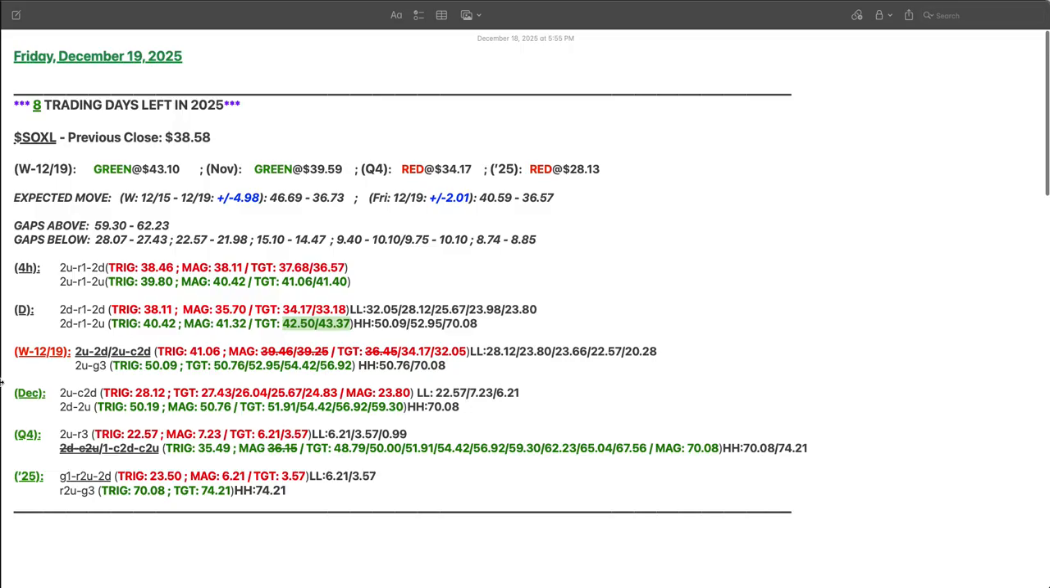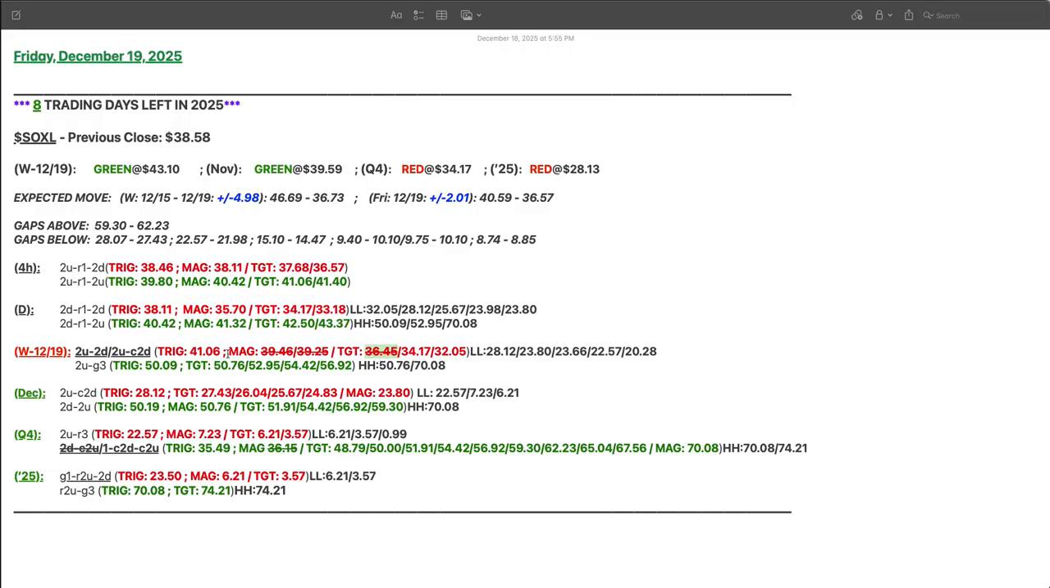We'll talk about the week. The week is red. We triggered a 2 up, 2 down, which took us to 39.46, at which point it triggered a 2 up combo 2 down. And we did reach magnitude for that. We even went to an extended target here of 36.45 on Wednesday.